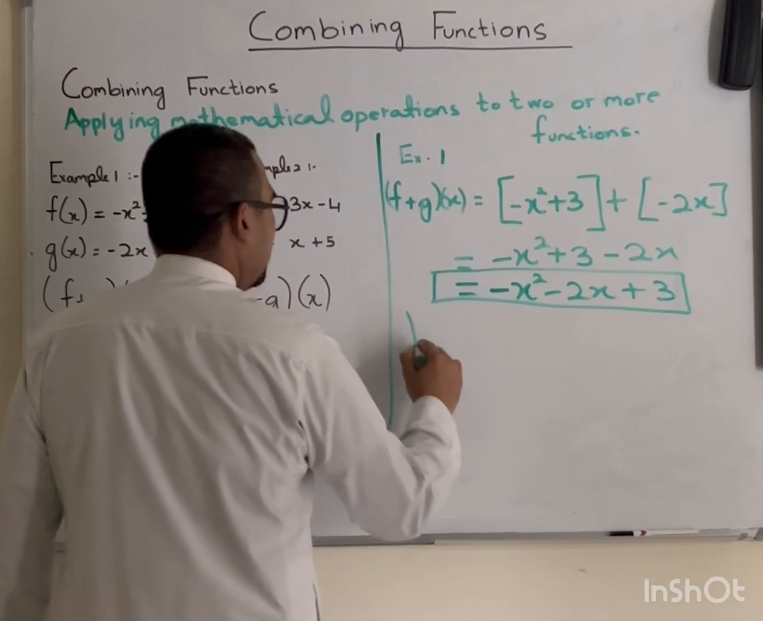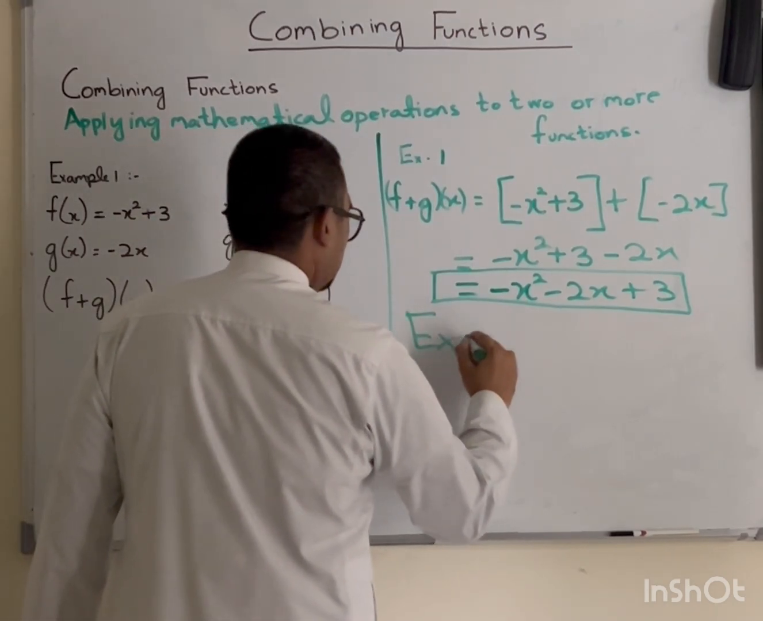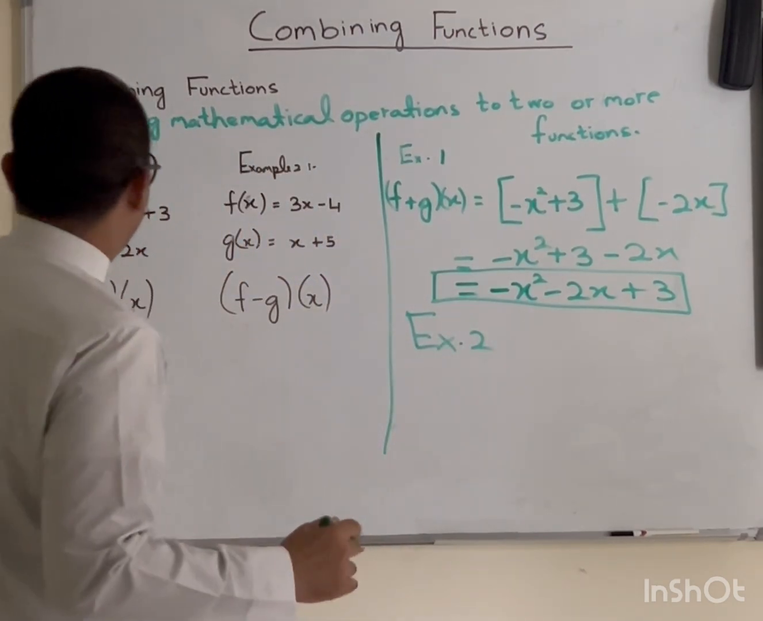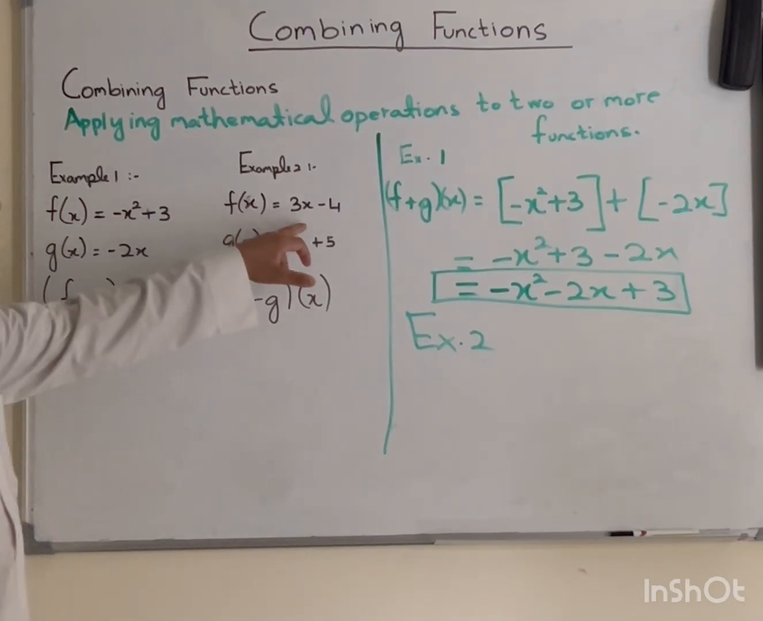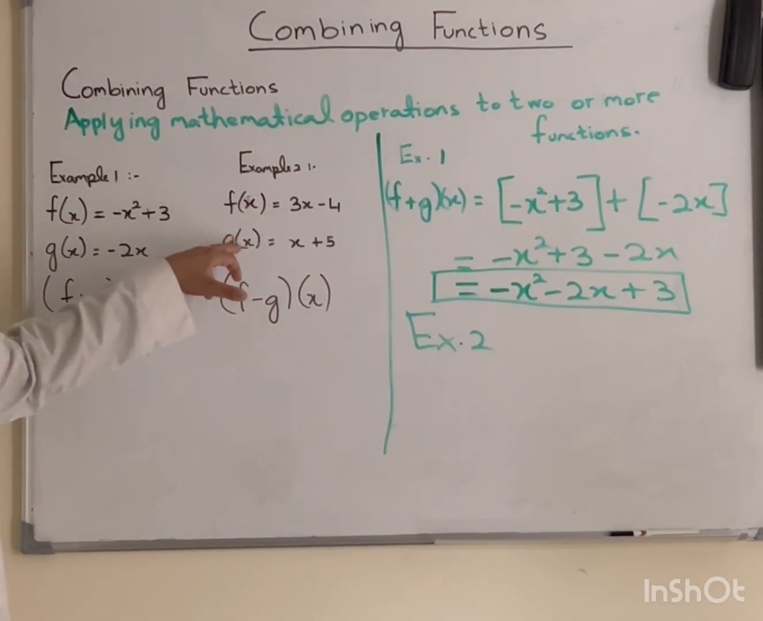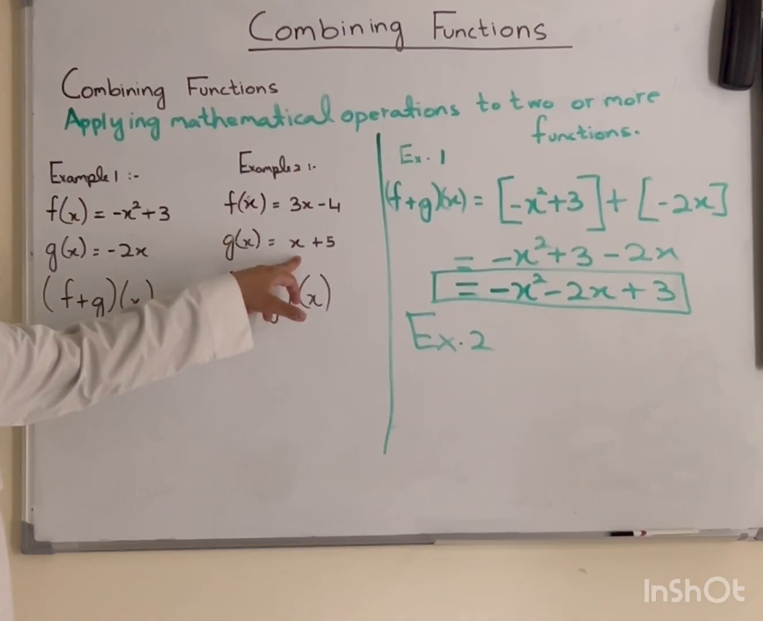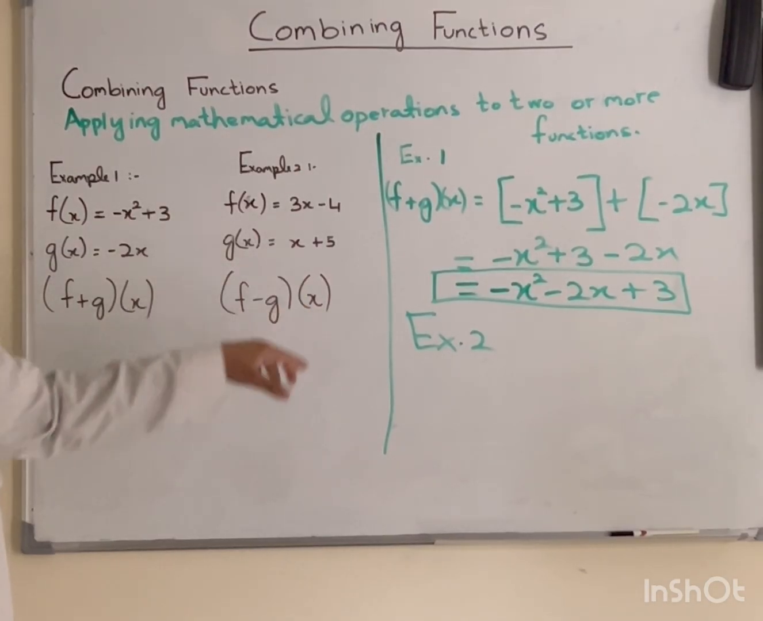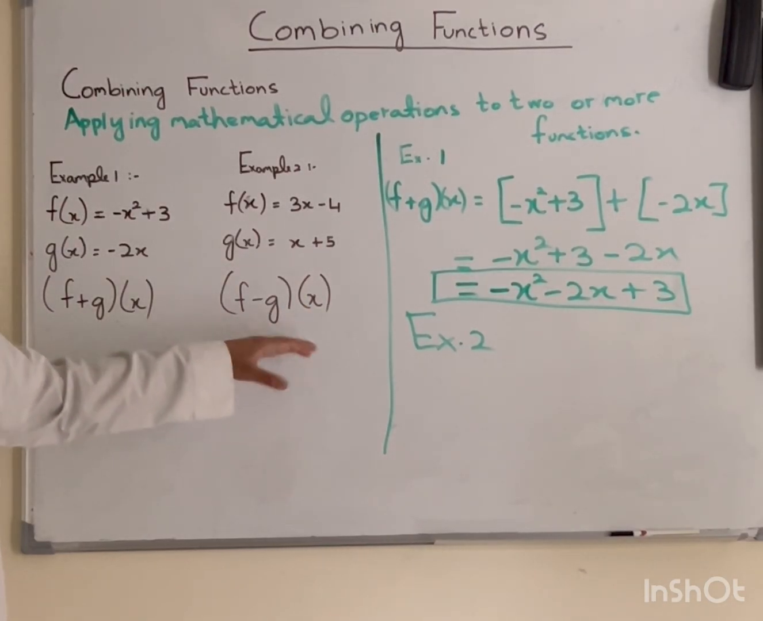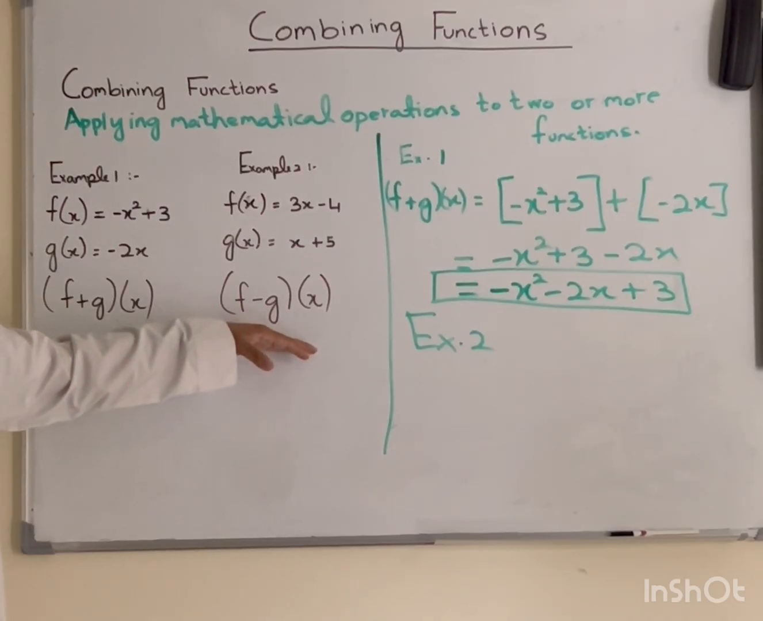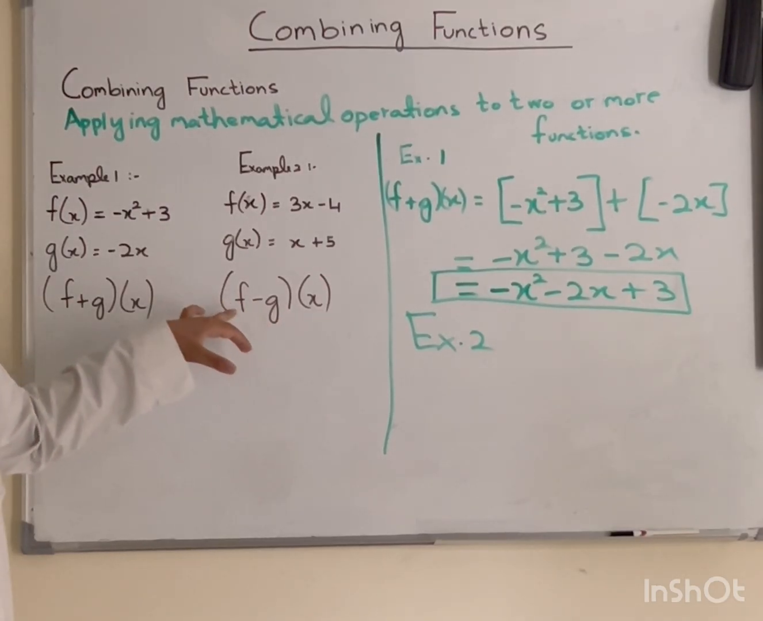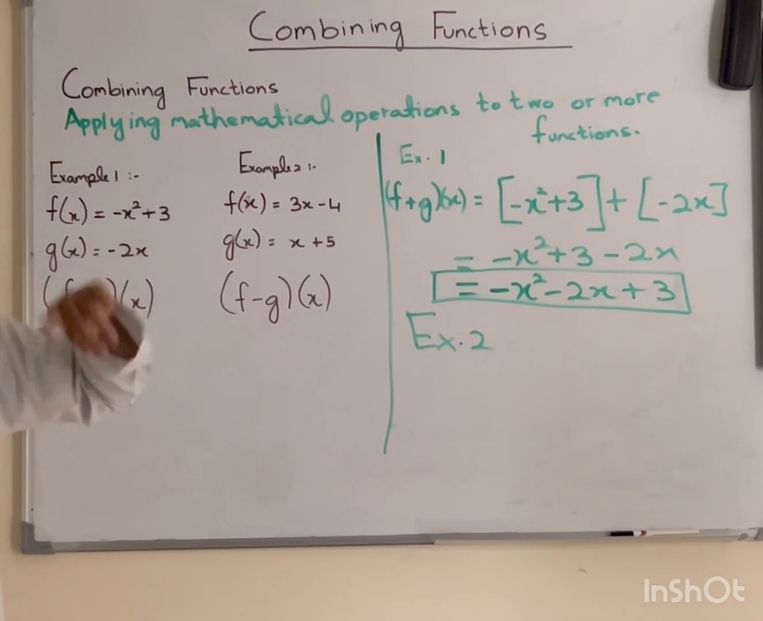Let's look at the second one. We have f of x is 3x minus 4. g of x is x plus 5. Be very careful here because this is a subtraction. So we have to be very careful with the order. Okay? So g of x is being subtracted from f of x. Okay? Not the other way around.